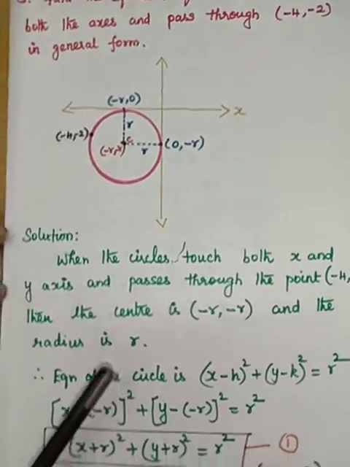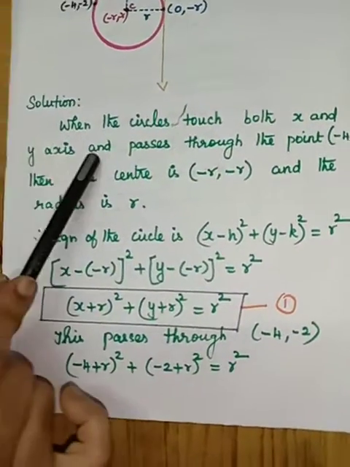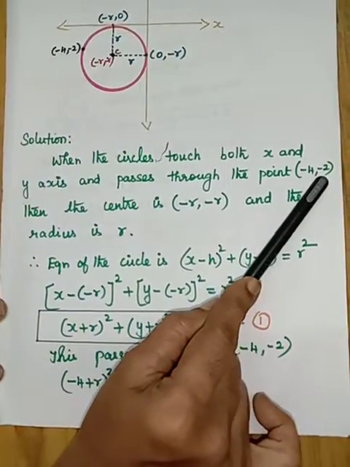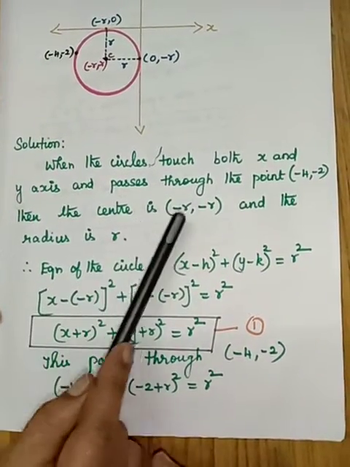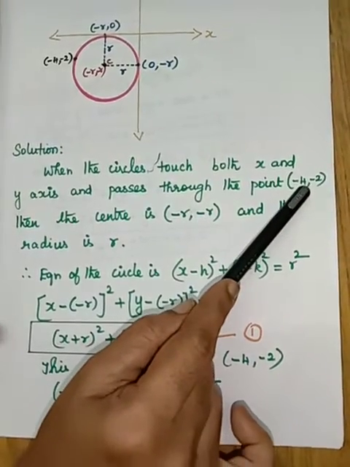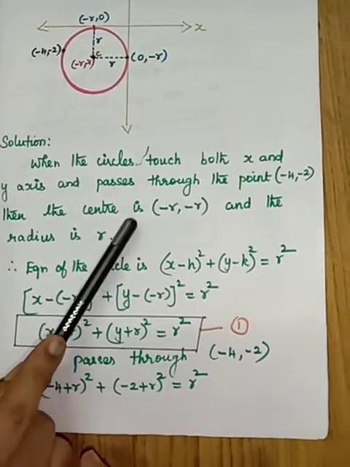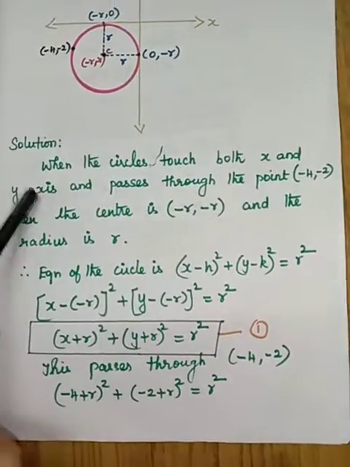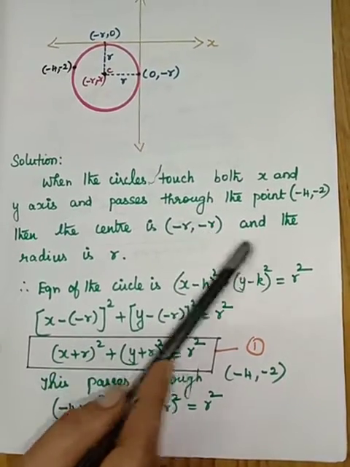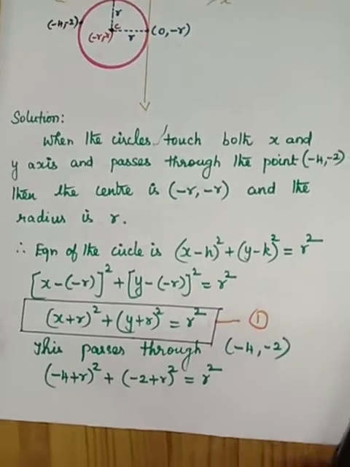Now the circles touch both the x and y axis and pass through the point minus 4 comma minus 2, so the center, how will it become? Minus r comma minus r. We have taken the passing point in the third quadrant, so the circle touches both the axes means the center is minus r comma minus r and the radius is r. So what is the equation of the circle? What formula do you have to use?